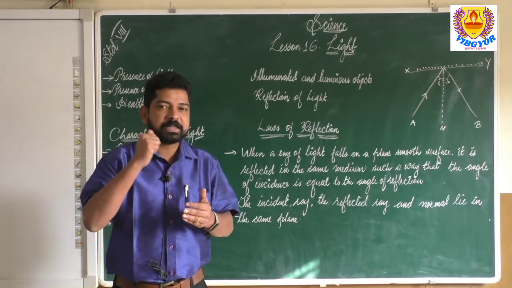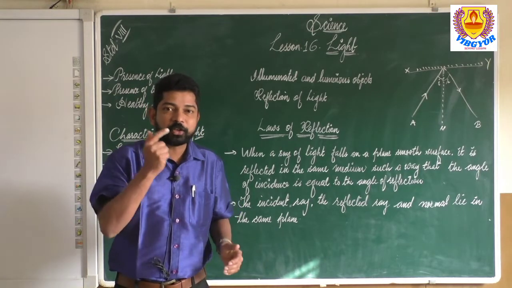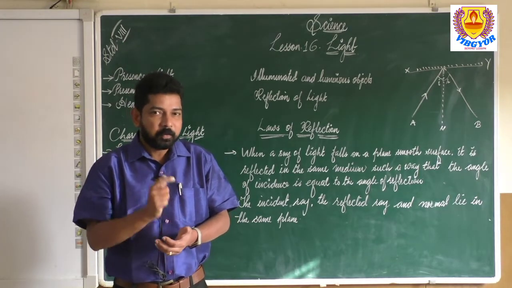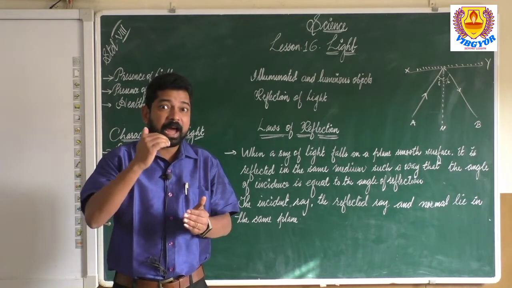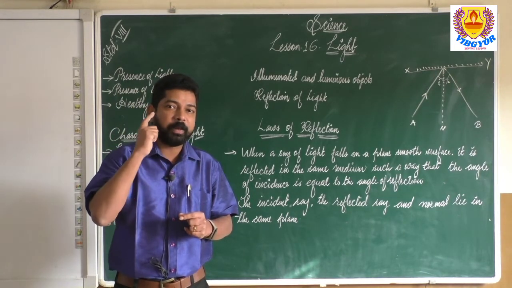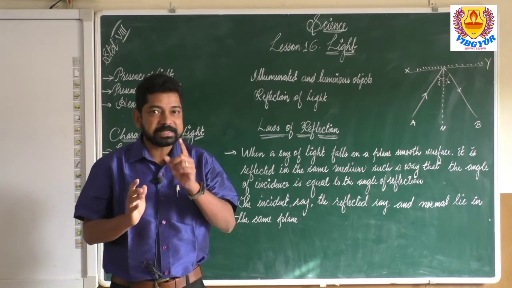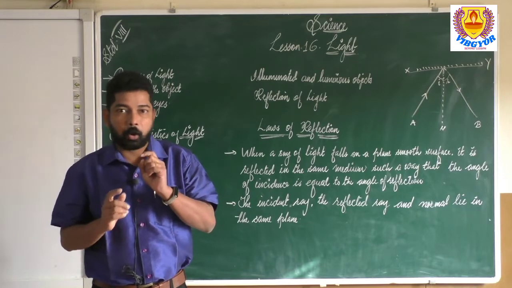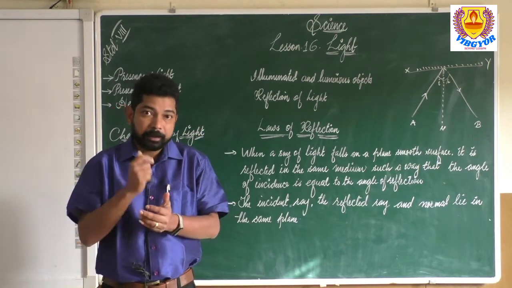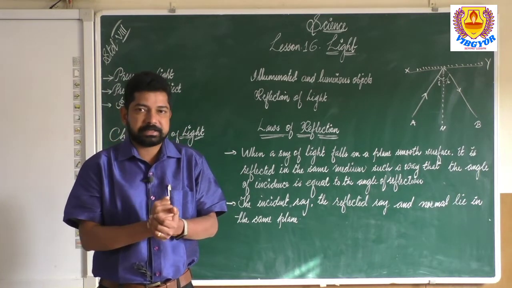So can you guess what the velocity of light is? The velocity of light is 3 lakh kilometers per second. What is the velocity of light? 3 lakh kilometers per second. That means light can travel 3 lakh kilometers in 1 second. So don't forget, the speed of light is 3 lakh kilometers per second, or 3 into 10 raised to 8 meters per second. That means 3 lakh kilometers per second.